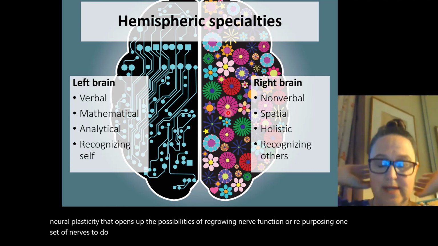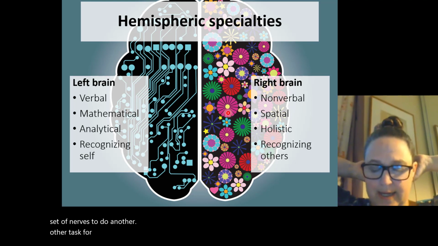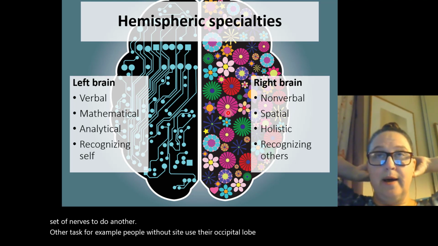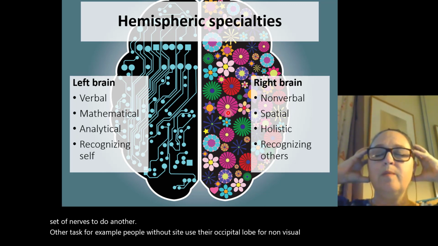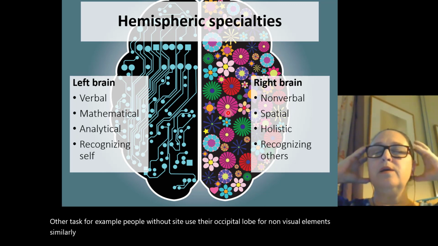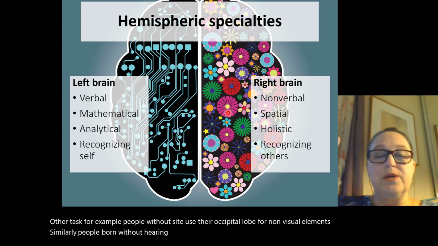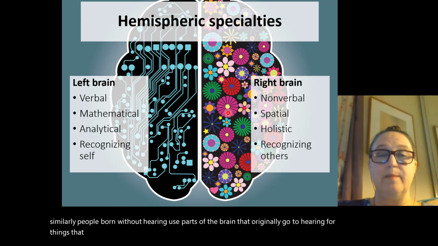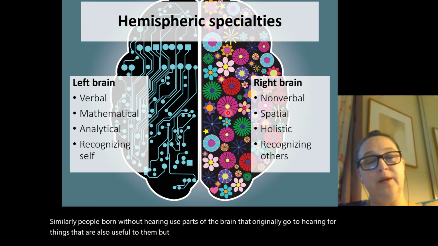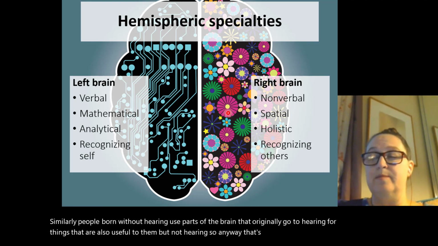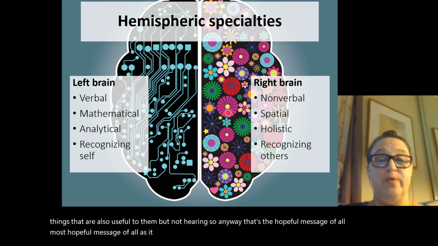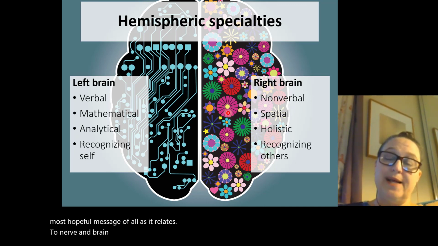For example, people without sight use their occipital lobe for non-visual elements. Similarly, people born without hearing use parts of the brain that originally go to hearing for things that are also useful to them, but not hearing. So anyway, that's the most hopeful message of all as it relates to nerve and brain: this concept of neuroplasticity.